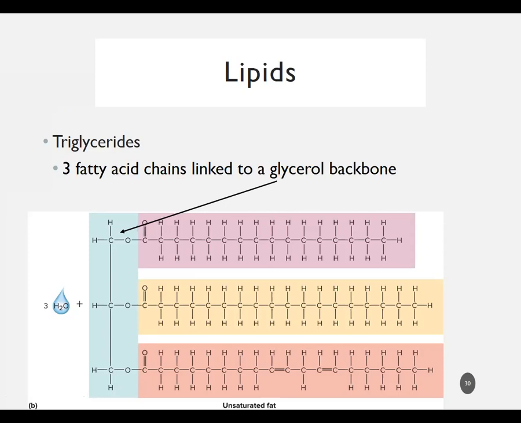That's really all you need to know about triglycerides. If you can identify a fatty acid, you can identify a triglyceride, and vice versa. A triglyceride is just multiple fatty acids coming together on that glycerol backbone. Oh, and here you see an unsaturated fat, and then these are saturated. So it can be a mix of saturated and unsaturated in one triglyceride molecule.